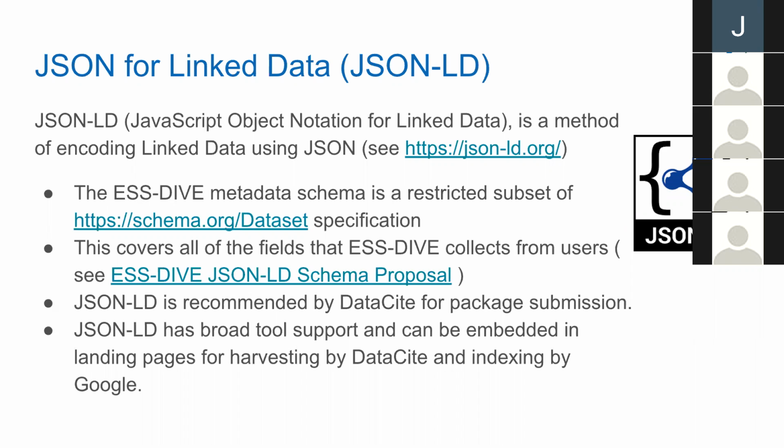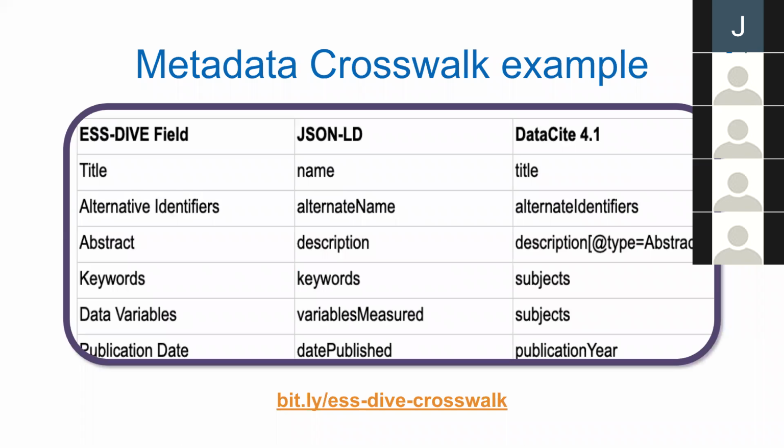ESS-DIVE currently uses a subset of the JSON data set specification, and what we've done is take all of the fields that you see in the ESS-DIVE web form and find their equivalents in JSON, which is outlined in our JSON schema proposal and in our metadata crosswalk. The crosswalk allows users to get a better understanding of the relationship between the ESS-DIVE JSON-LD schema and the ESS-DIVE metadata through the web form.